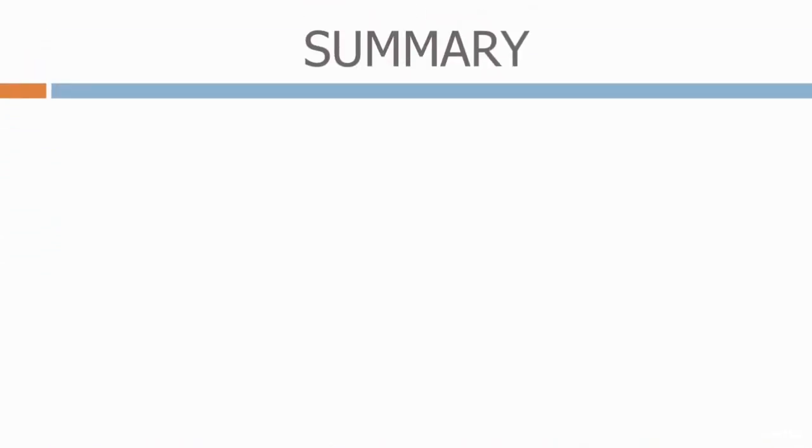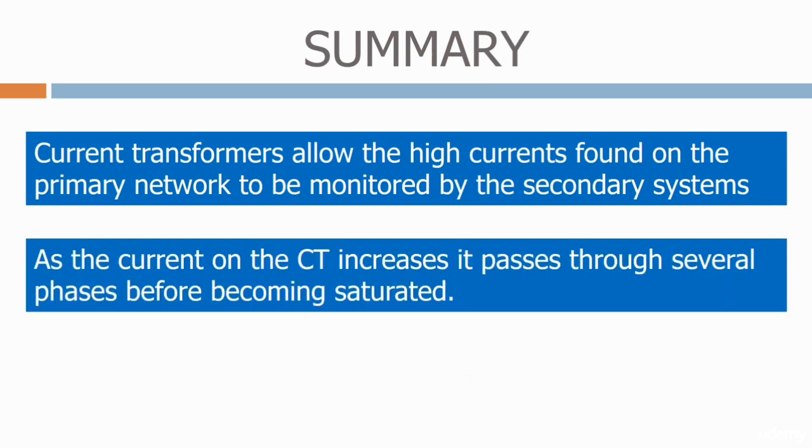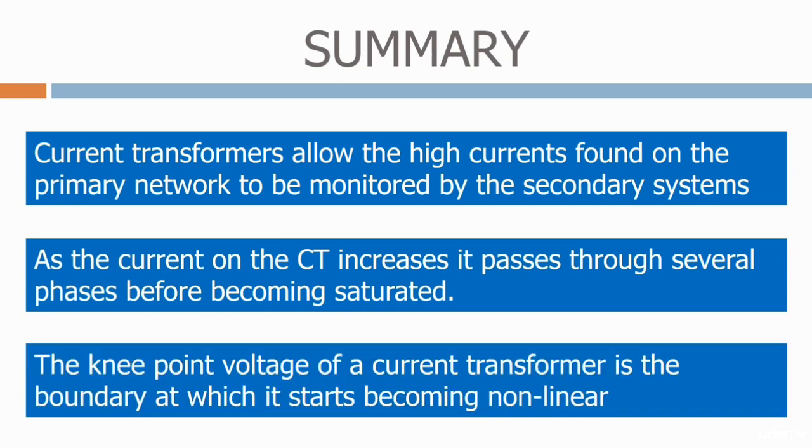Let's summarise what we've learned today. Current transformers allow the high currents found on the primary network to be monitored by the secondary systems. As the current on the CT increases, it passes through several phases before becoming saturated. The knee point voltage of a current transformer is the boundary at which it starts becoming nonlinear.